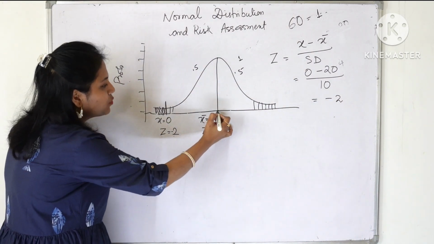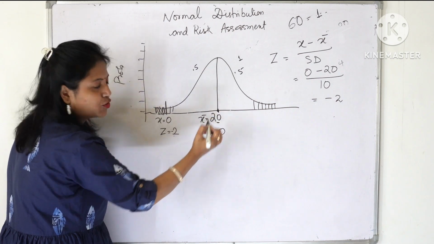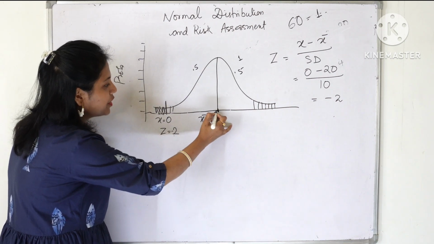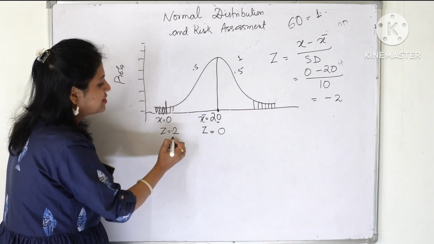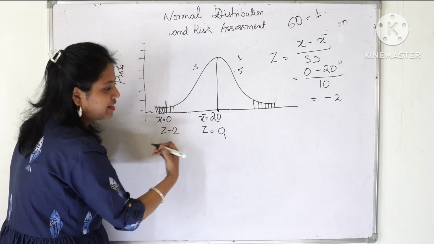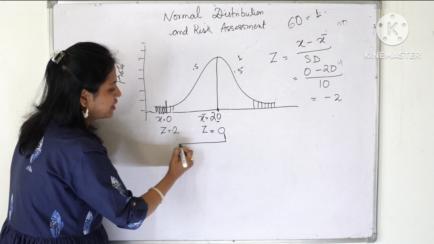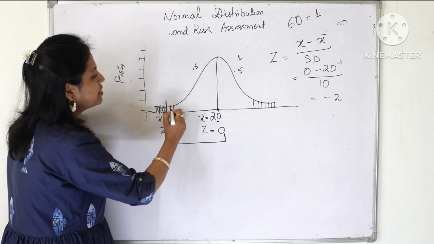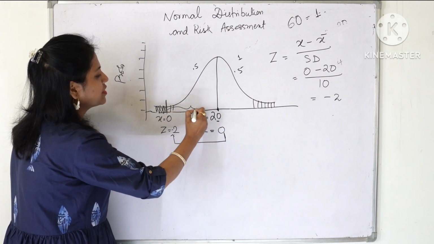So when I am at this point with expectation 20, my z is 0. But when my value is 0, my z is minus 2. So I have covered a distance backward, meaning on the left side, from z equals 0 to z equals minus 2. Okay, I have covered this distance of z.